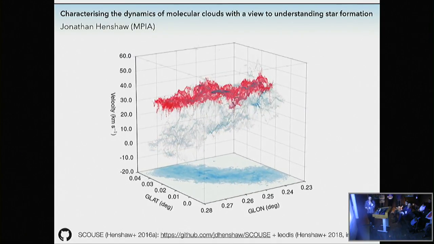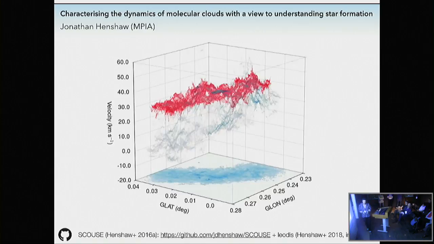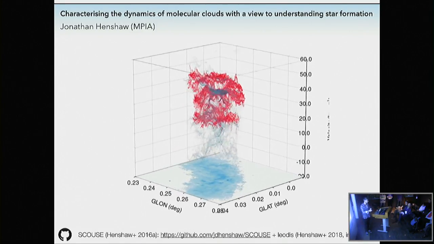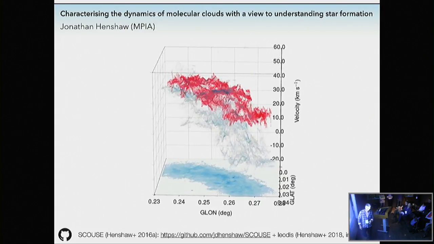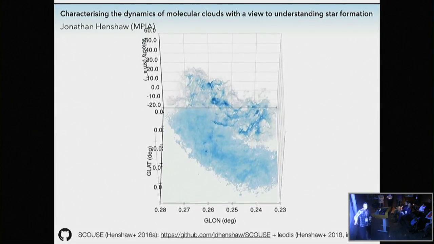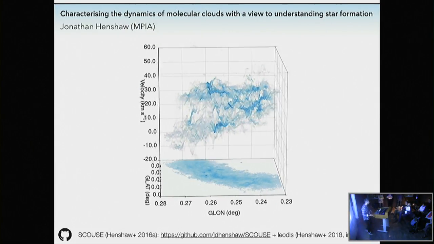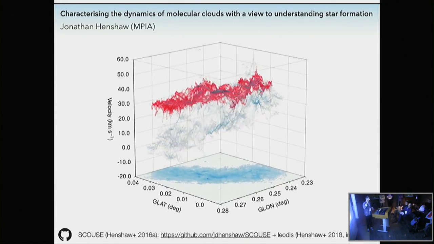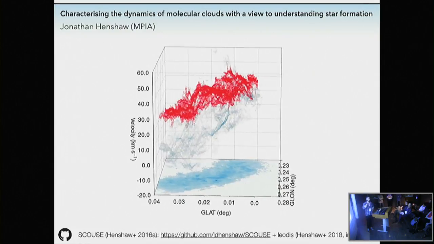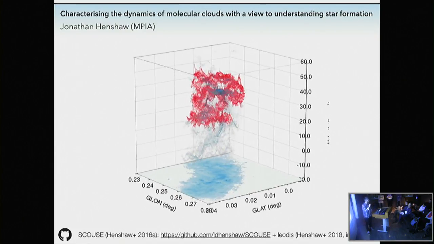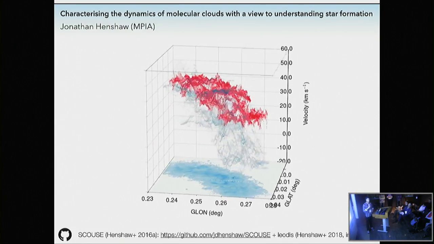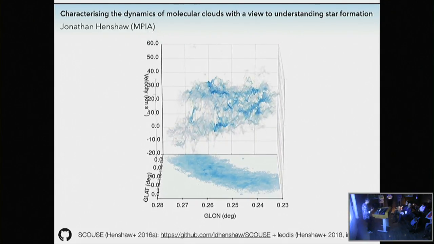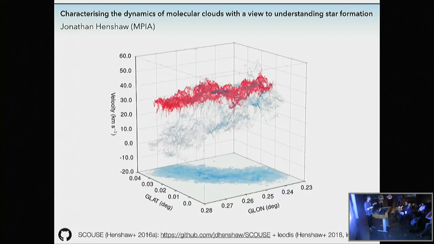What you're looking at here are the result of 2 algorithms that I've devised to try and extract kinematic information from molecular line observations, velocity information. The first of those, Scouse, this is published, publicly available, is a spectral line fitting algorithm. All the blue data points that you're looking at there are referring to the location and velocity of individual Gaussian components that I've extracted from all of the spectra towards the cloud. The second algorithm, Leodis, this isn't published yet, is a way of really categorizing all of that velocity information.